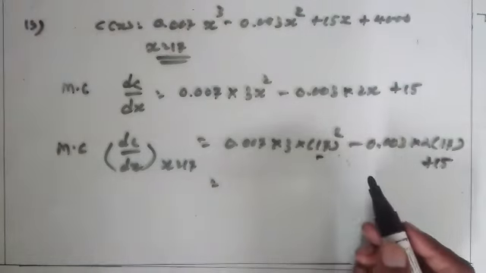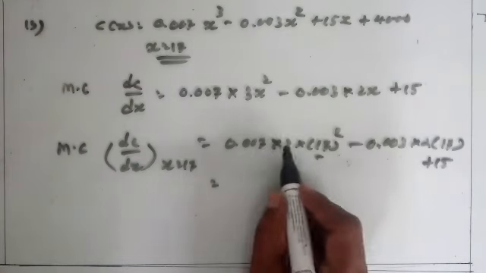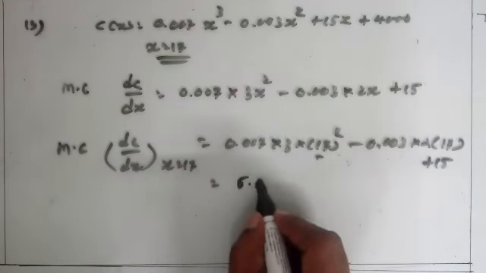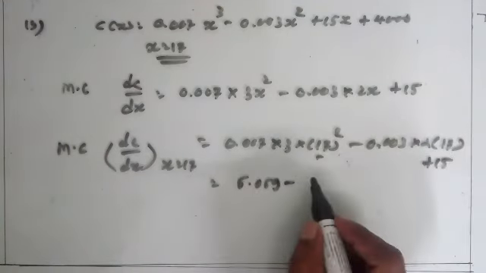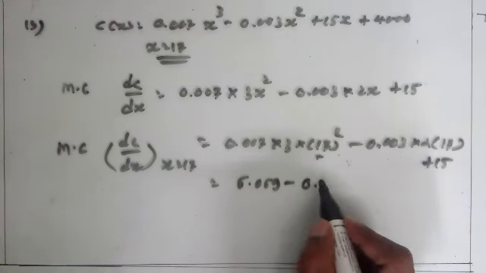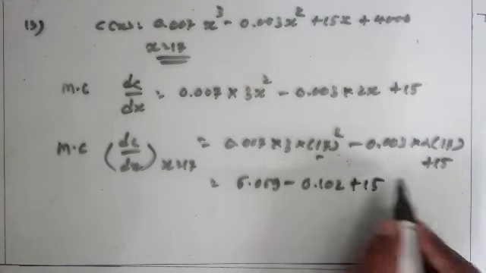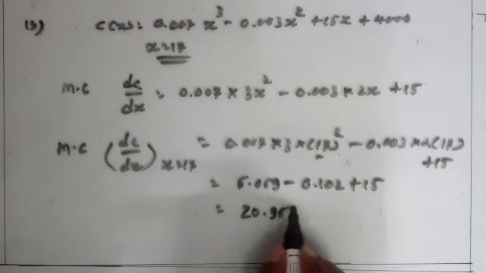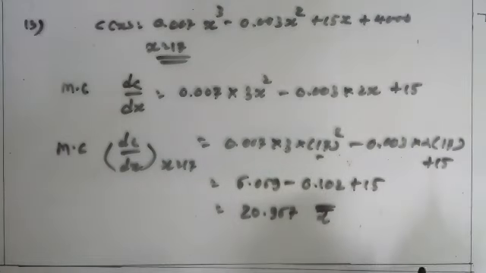After simplification, 17 square is 289, 0.007 into 3 into 289 is 6.069, minus the same simplification of this, 0.102, plus 15. So it is equal to 20.967 something. Clear? So this is the marginal cost in rupees.